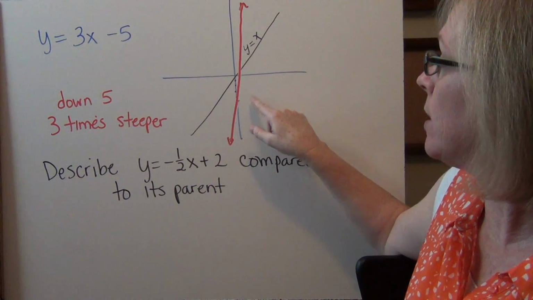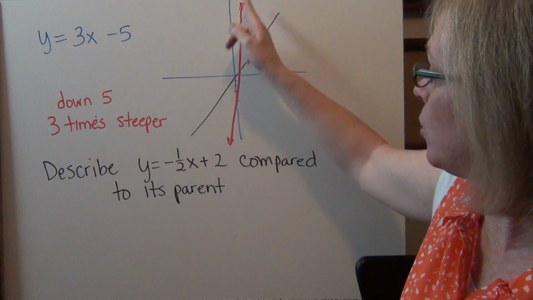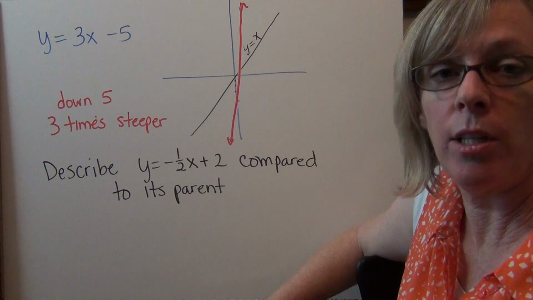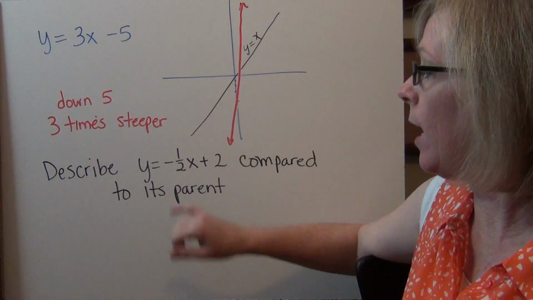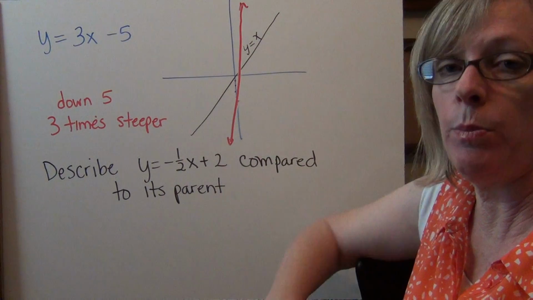That's my first difference. And then notice it must be 3 times steeper. So I draw it 3 times steeper. That's how I would describe it. So take just a second. You're going to pause the video and describe y equals negative 1/2 x plus 2 compared to its parent graph.